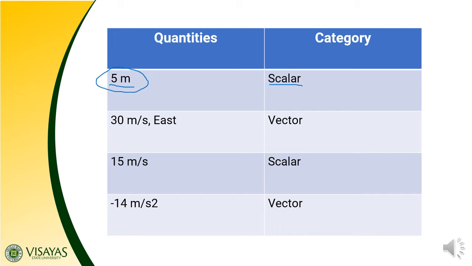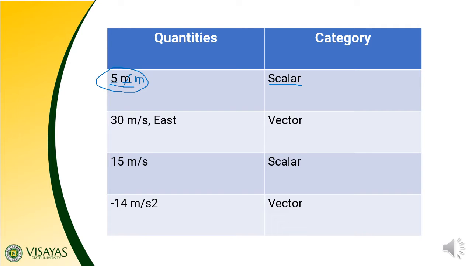A numerical value has a number and a unit after this number. Without this unit, we cannot categorize this one as scalar or vector because it will not describe the motion of an object. So it must have a unit, which is a meter. So 5 meters is a scalar quantity.